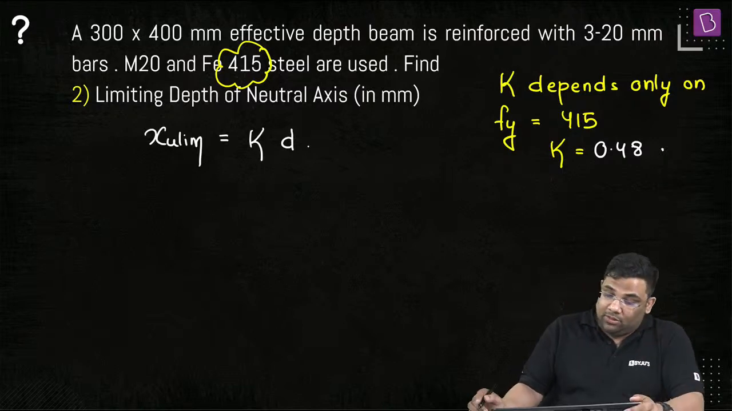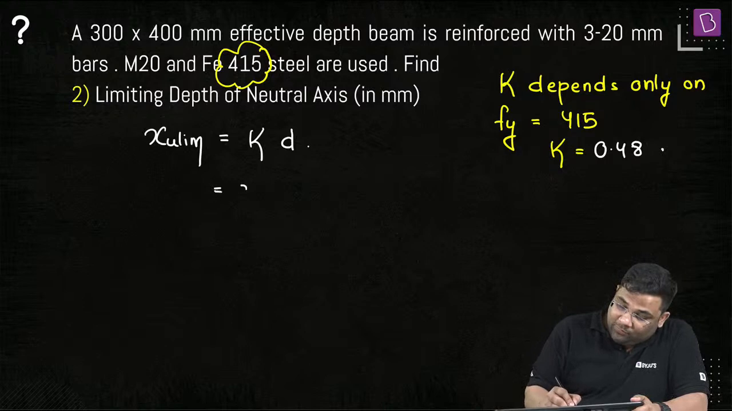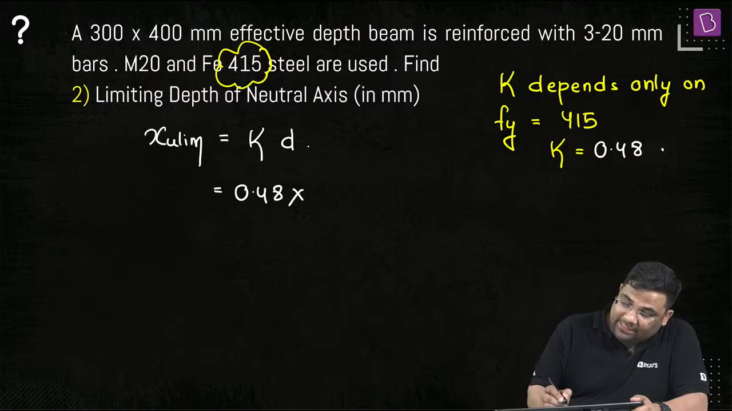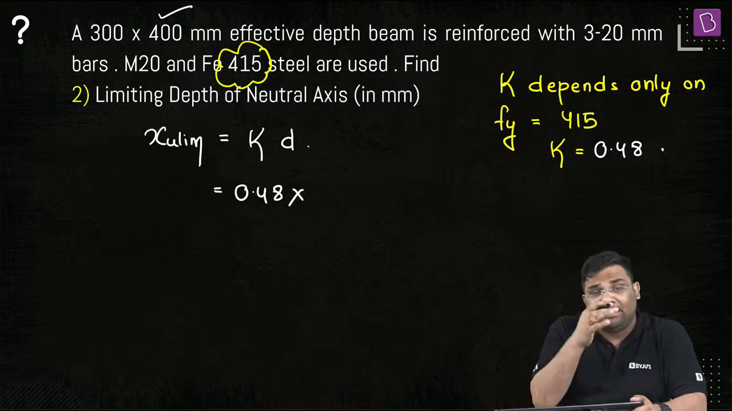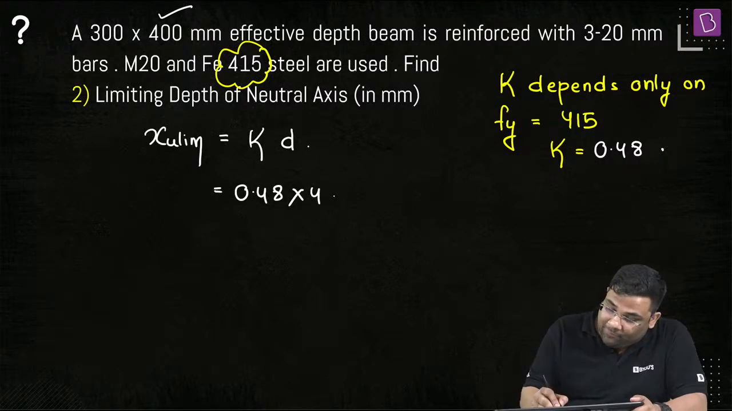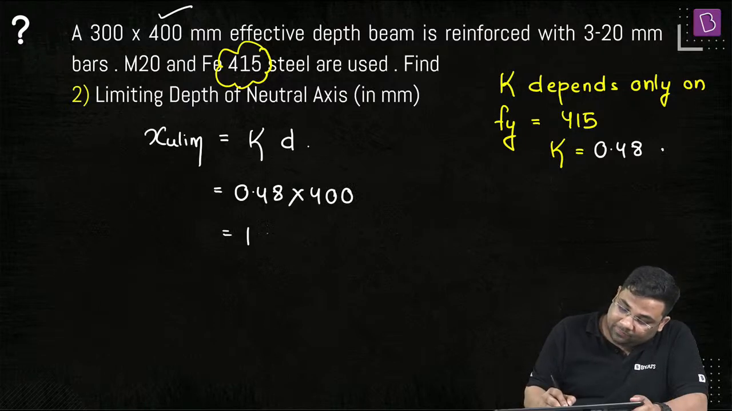Okay. Very good. So K is 0.48, and D is 400. Same question, same data, they're just asking for different parameters. So with 400, how much am I getting? 192.